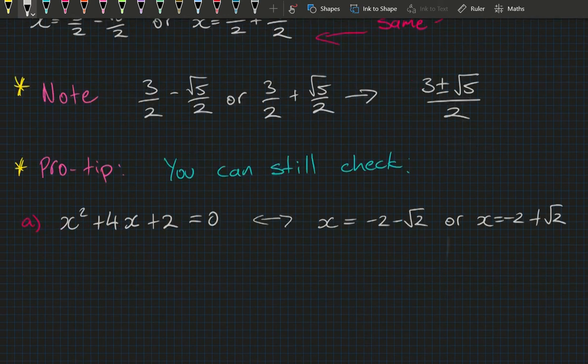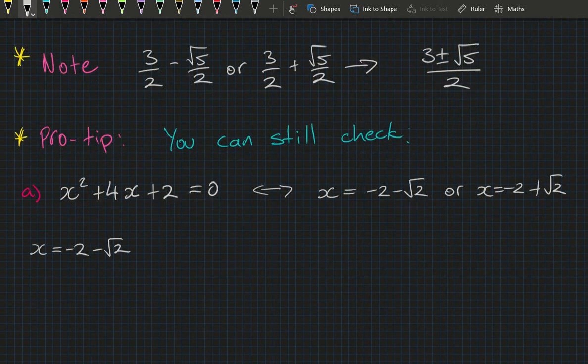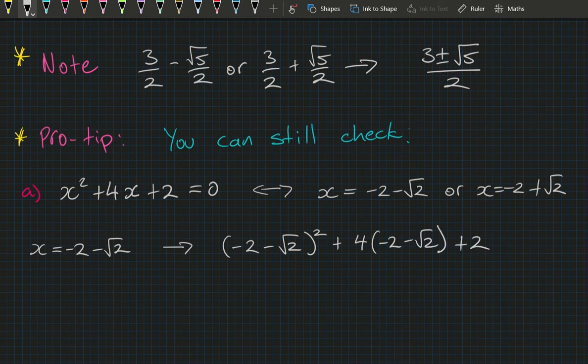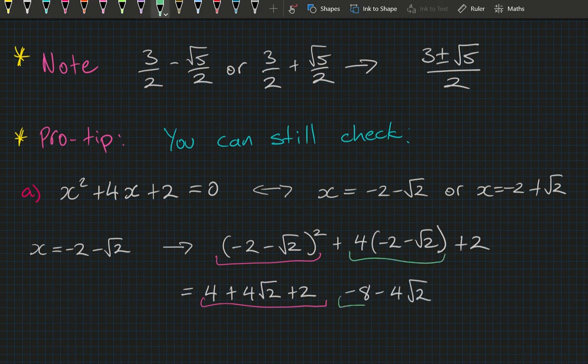So if x was equal to minus 2 minus the square root of 2, when we sub that into the equation, we get minus 2 minus the square root of 2 all squared, plus 4 times minus 2 minus the square root of 2, plus 2. And that becomes 4 plus 4 times the square root of 2 plus 2 when we expand the square brackets, and minus 8 minus 4 times the square root of 2 when we multiply through that bracket. And of course, don't forget to add 2.